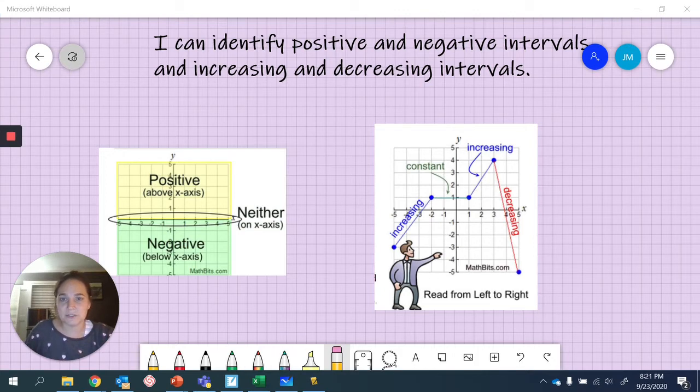So for example here, if your graph is above the x-axis, we call it a positive interval because all the y values are positive. If your graph is below the x-axis, we call those negative because you are below the x-axis. If you are on the x-axis, you are neither positive or negative, okay? And last class day, we talked about increasing, constant, and decreasing.